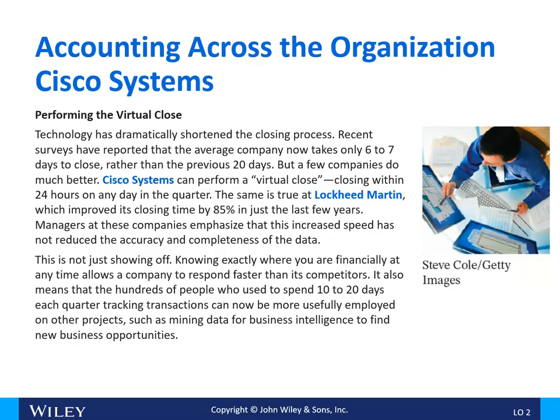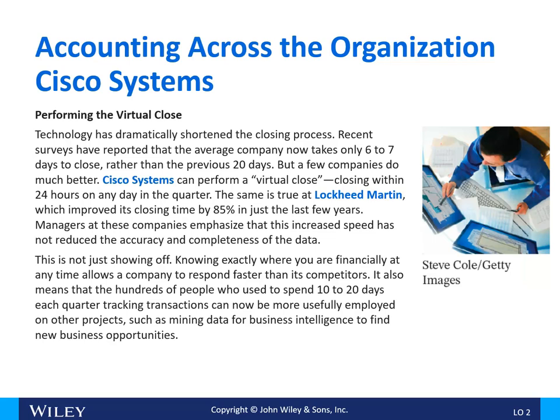Virtual close. So technology shortened the closing process. The average company now takes 6 to 7 days to close rather than the previous 20 days. But a few companies can do better than that. So Cisco Systems states that they can do a virtual close where they close within 24 hours on any day in the quarter. Same is true at Lockheed Martin, which improved the closing time by 85% in the last few years. Managers of these companies emphasize that this increased speed has not reduced the accuracy and completeness of the data.